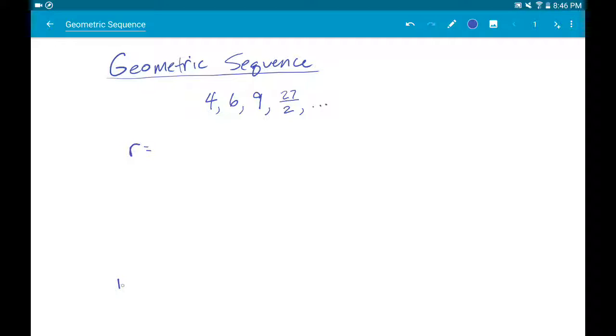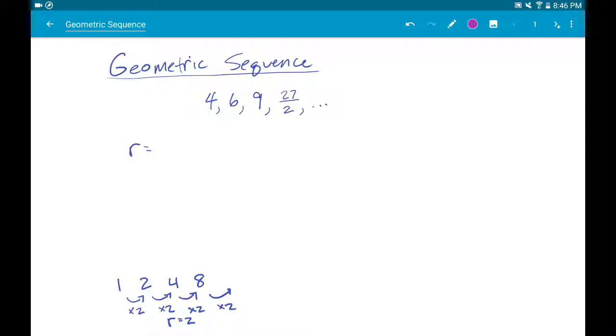Sometimes you can look at a sequence and say, well, from each number to the next, it's doubling. It's timesing by 2. If you have the previous term, you just times it by 2 to get the next term. That timesing by 2 is what's called the common ratio. Sometimes it's not easy to see the common ratio, and so you actually have to calculate it.